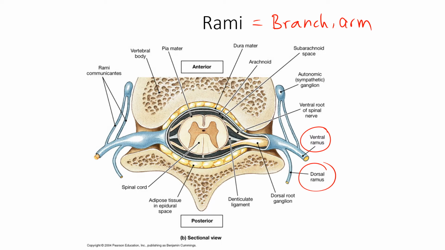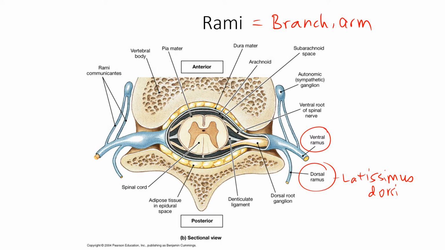So just for fun, let's think about this. The latissimus dorsi is a muscle on the back side. Which ramus would serve it? Well, that would be your dorsal ramus. It would serve your lat muscles on the back side.